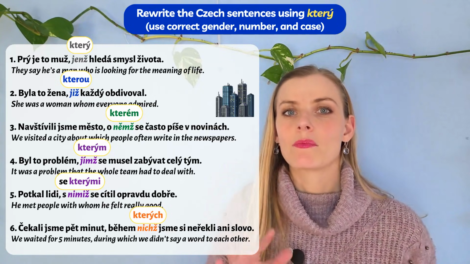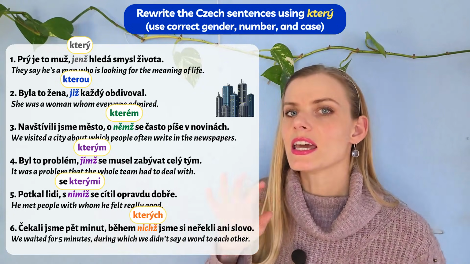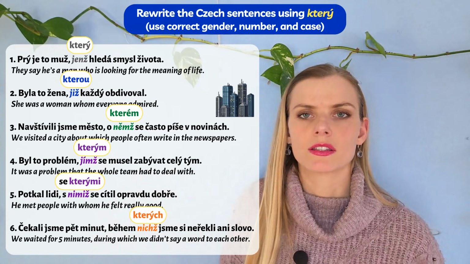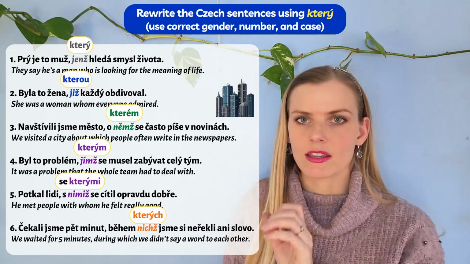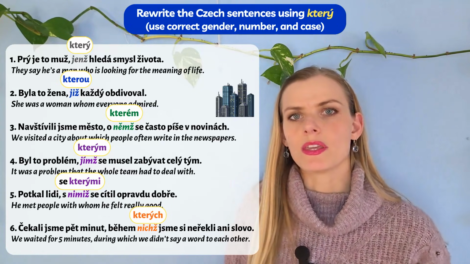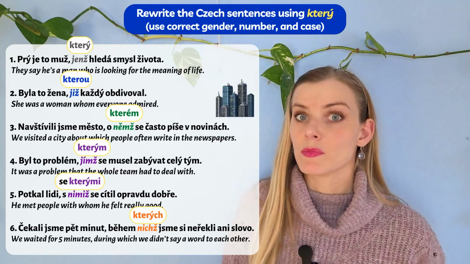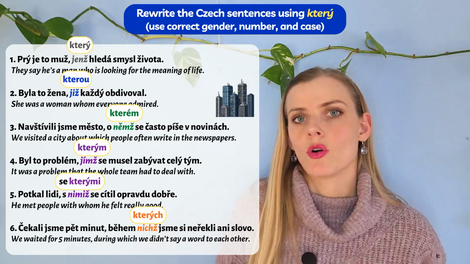Číslo 4. Byl to problém, jímž se musel zabývat celý tým. Kterým se musel zabývat celý tým. This was hard, but you could see jímž, this ím ending, is typical for the instrumental case. Číslo 5. Potkal lidi, s nimiž se cítil opravdu dobře, se kterými se cítil opravdu dobře.